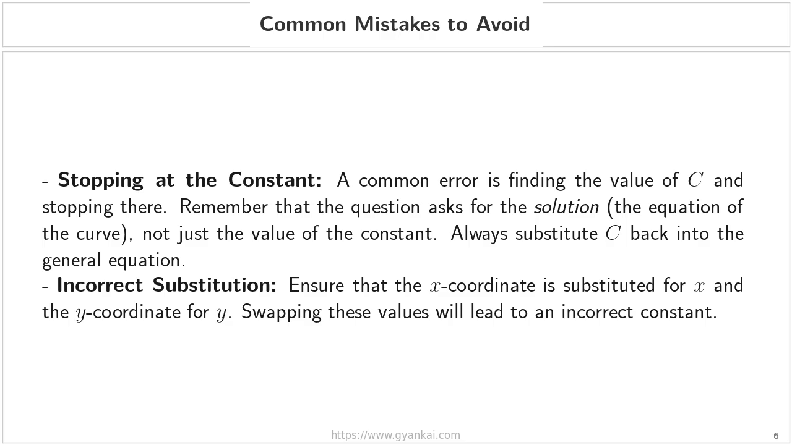Second, watch out for incorrect substitution. This sounds simple, but it is a frequent source of error. When you are given an initial condition, like the point we used in our example earlier, you must be extremely careful to substitute the x-coordinate for x and the y-coordinate for y. It is very easy to accidentally swap them when you are working quickly, but swapping these values will result in an entirely incorrect value for your constant.